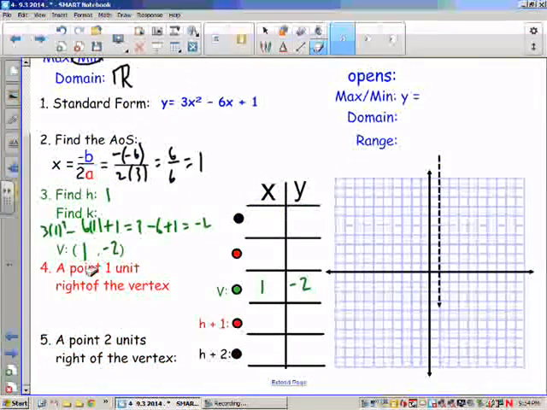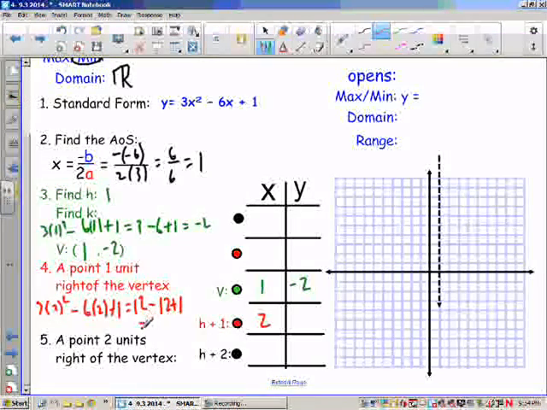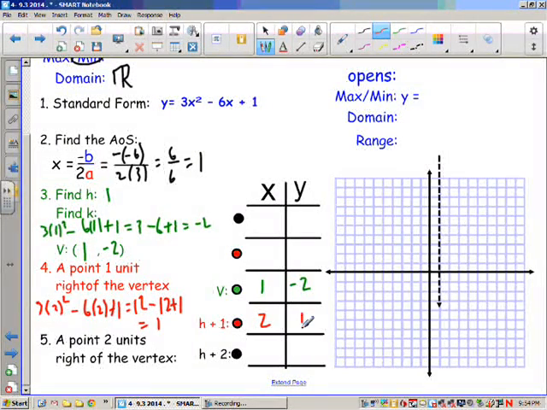Alright, and now we want to add 1 to our x coordinate of our vertex. 1 plus 1 is 2. We plug in 2 then. 3 times 2 squared minus 6 times 2 plus 1. 2 squared is 4. 4 times 3 we get 12. Minus 6 times 2 is 12. Plus 1. So that reduces to a 1.